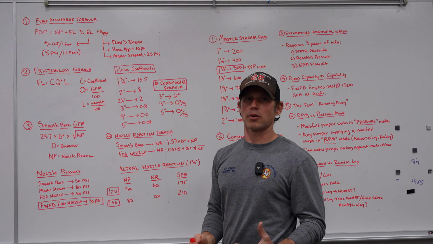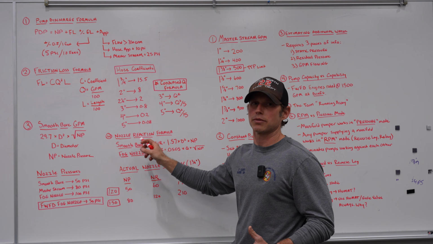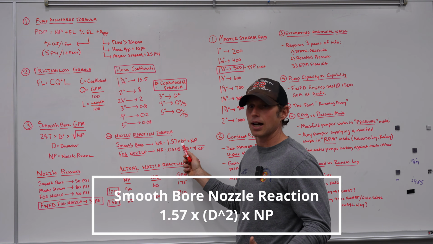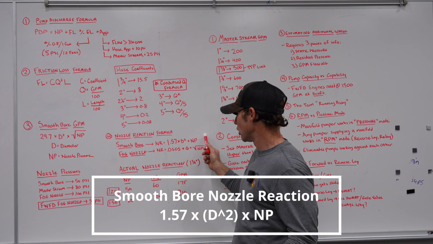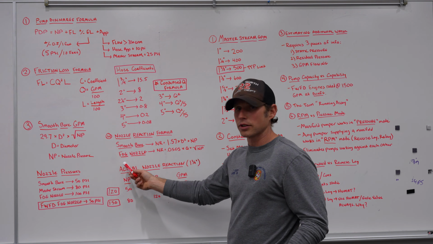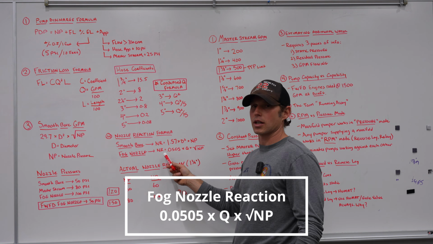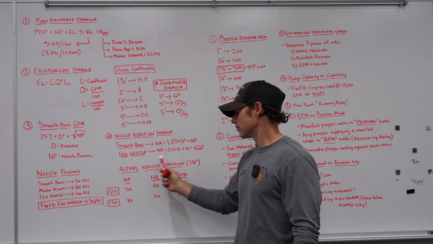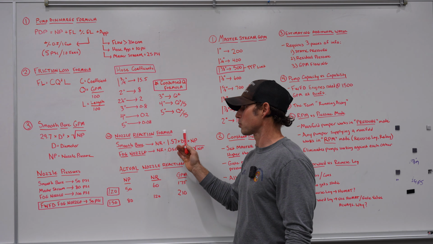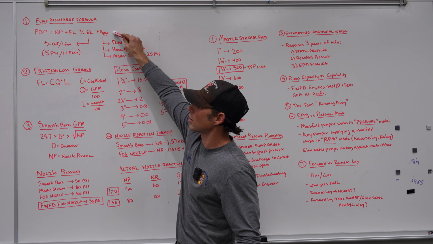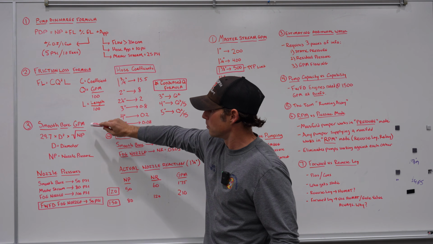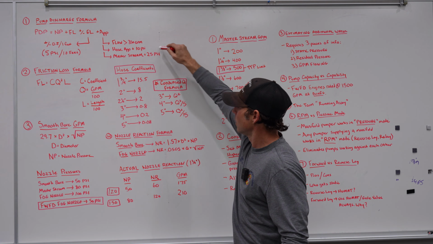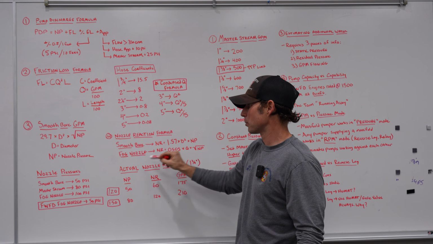Two more, and probably the most difficult to memorize of these formulas, are the nozzle reaction formulas. To figure your nozzle reaction for a smoothbore, you're going to take 1.57 times the diameter squared times the nozzle pressure. Make sure you note there's no square root of the nozzle pressure on this one. For fog nozzles, probably the most confusing of all the formulas, your nozzle reaction is going to be 0.0505 times Q, not Q squared, times the square root of the nozzle pressure. This one seems to be the most confusing, but it's just one of those things you're going to have to memorize. So make sure you memorize the pump discharge formula, the friction loss formula, your smoothbore gallons per minute formula, your hose coefficients, your rules on hose appliances, condensed Q formulas, and your nozzle reaction formulas for state test purposes.